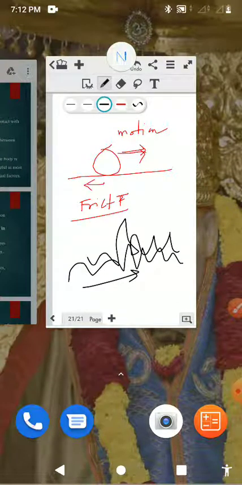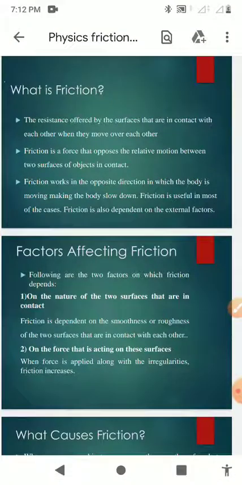When the surface is smooth, the friction between the two surfaces reduces because there is not much interlocking of irregularities. When the surface is rough, friction increases. Now, the second important factor is the force that is acting on the surface. As we all know, friction is one kind of force, isn't it? So when the force applied along with the irregularities is higher, the friction will increase. If the force is low, the friction will always be low.